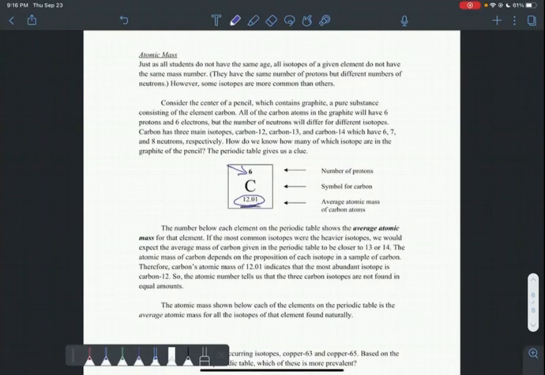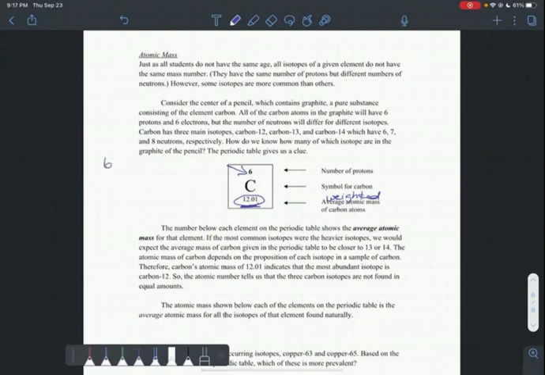It's actually the weighted average atomic mass of all the carbon atoms on the entire planet. So not all carbon atoms have the same number of neutrons, right? That's what we just said. So therefore, the average atomic mass is not going to be perfectly 12.